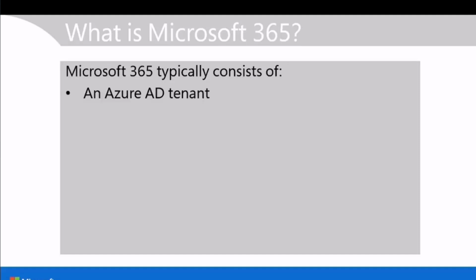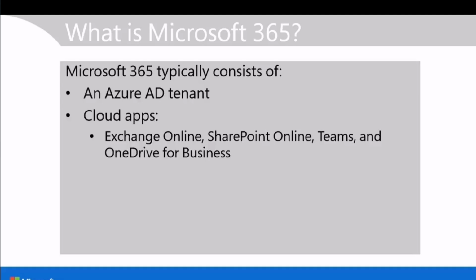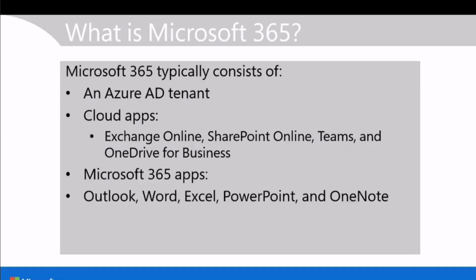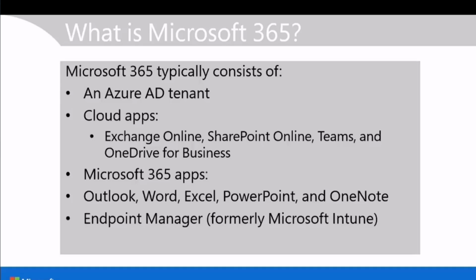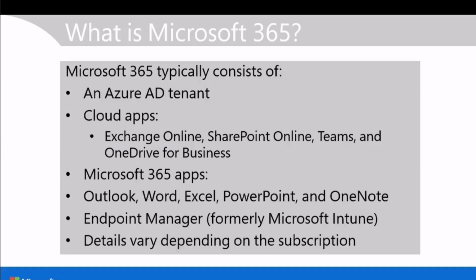So what's Microsoft 365? Well, it typically consists of an Azure AD tenant, cloud apps, Exchange Online, SharePoint Online, and so forth, just as before, and what we now refer to as Microsoft 365 apps: Outlook, Word, Excel, PowerPoint, and OneNote. So rather than calling them Office 365 Pro Plus, they're now Microsoft 365 apps. And Endpoint Manager, which was formerly known as Intune. I still refer to it as Intune often, so I think quite a lot of IT professionals do as well. But Endpoint Manager then is the name of the device management, mobile device management, mobile application management solution within Microsoft 365. The details of what you get will vary based on your subscription.